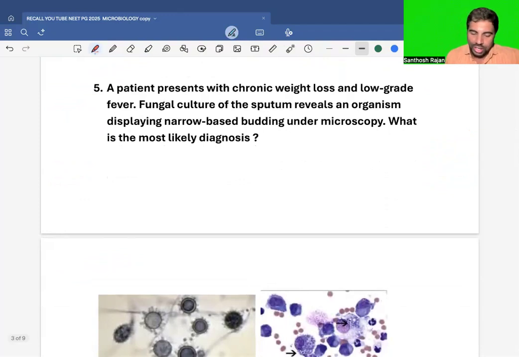A patient presents with chronic weight loss and low grade fever. The first clue itself is enough. It looks like TB for me. I'm going to write TB there. In the fungal culture, they have done a sputum sample. They have taken a sputum and then they revealed the organism showing narrow-based budding yeast cells. Okay, budding cells. So now this is not TB. It is a fungus.